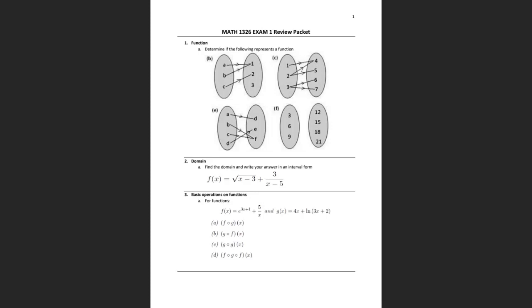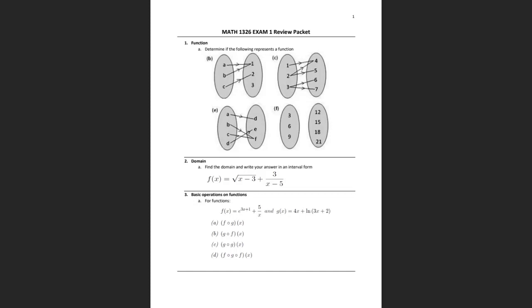And then for g of f of x, I'm just going to talk through this. You would do the same thing as A, but you would switch up the equations. So now you would do 4 times the f of x function plus natural log of 3 times the f of x function again plus 2. Yeah, I got a bit confused on C and D though. I wasn't too sure how to do those.